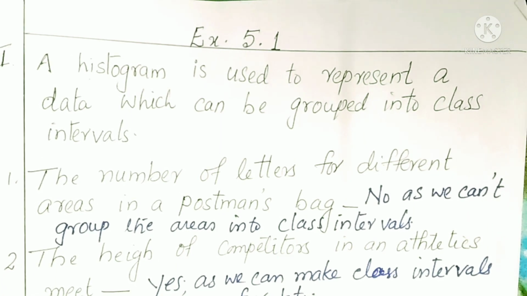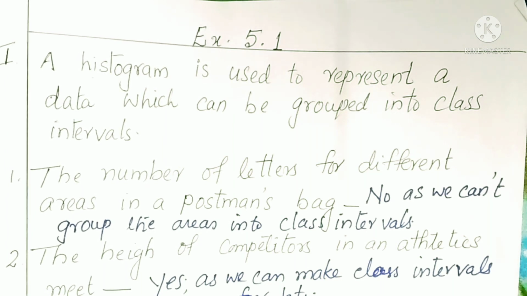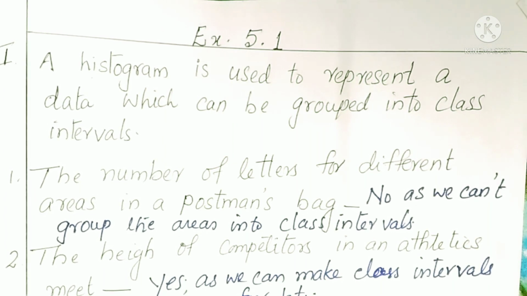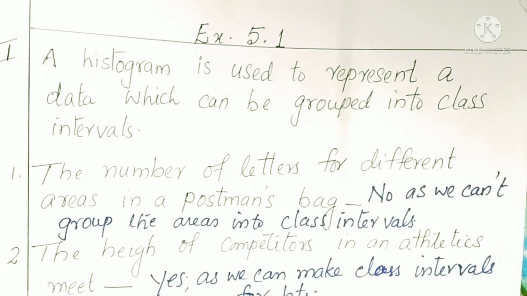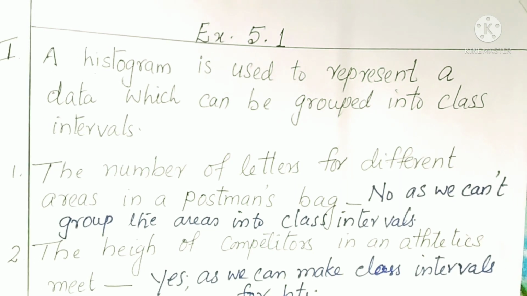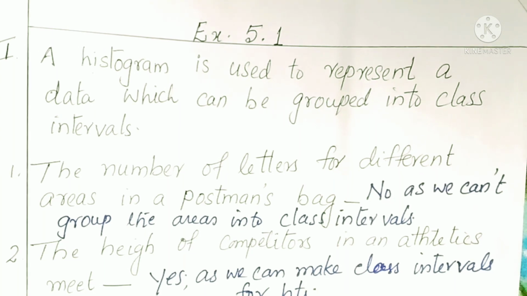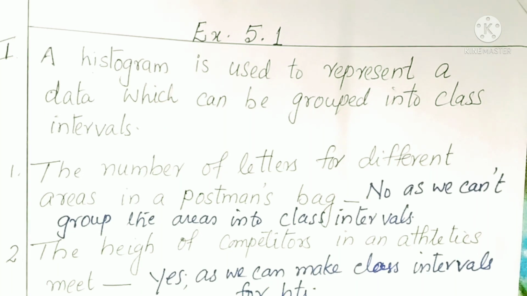The first question is, for which of these would you use a histogram to show the data. Some information is given. You need to check whether you will use a histogram to show them or not. And if you are not using it, you have to tell the reason why. The first one is the number of letters for different areas in a postman's bag.